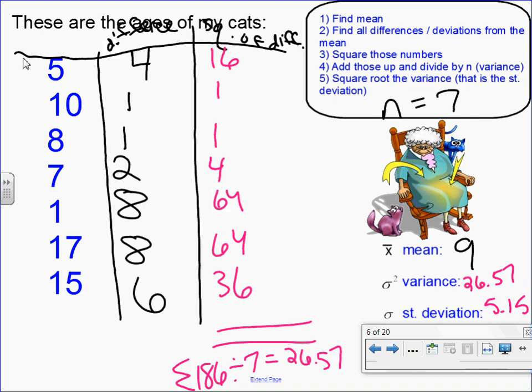So we'll be doing a project here in a couple of days where you'll be surveying classmates, and this is exactly the type of calculations you'll be doing: finding the average, finding the variance, finding the standard deviation, and putting that data to a chart.